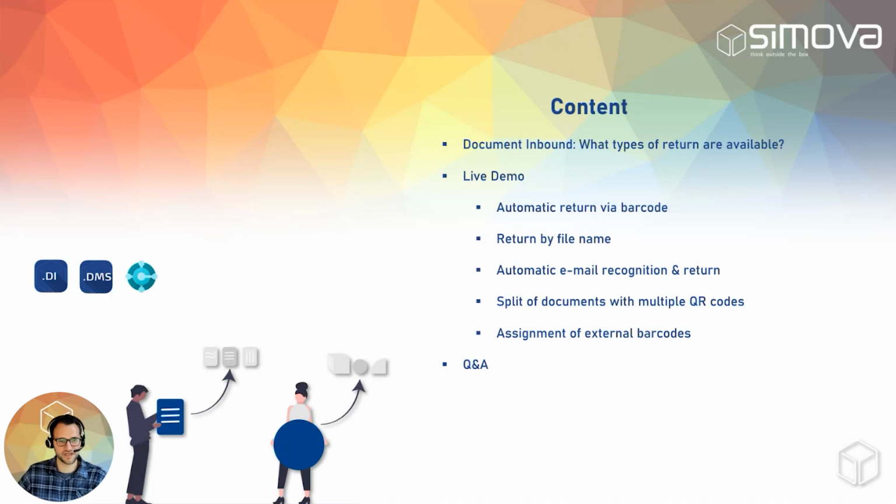We will have a look how you can return documents by their file name. We have an automatic email recognition prepared and will return documents based on the email that it is sent from. We will split documents with multiple QR codes within one single document. And we will also assign documents with external barcodes, so with barcodes that have not been created within document inbound, but are from an external source.